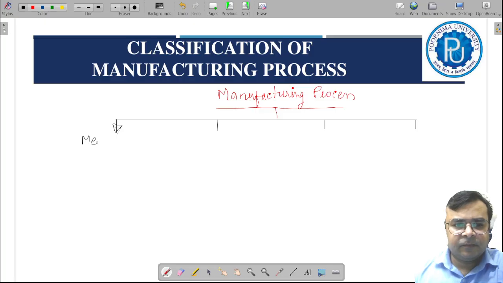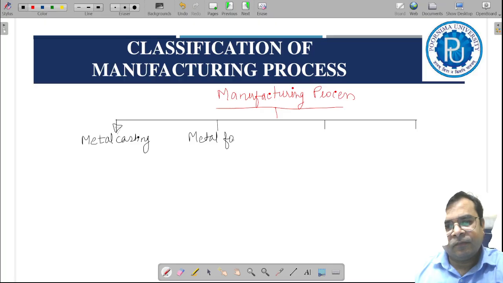Metal casting. Then metal forming. Then metal cutting, which is also called the machining process. Metal cutting or machining process. And at the last, that is the fabrication process.